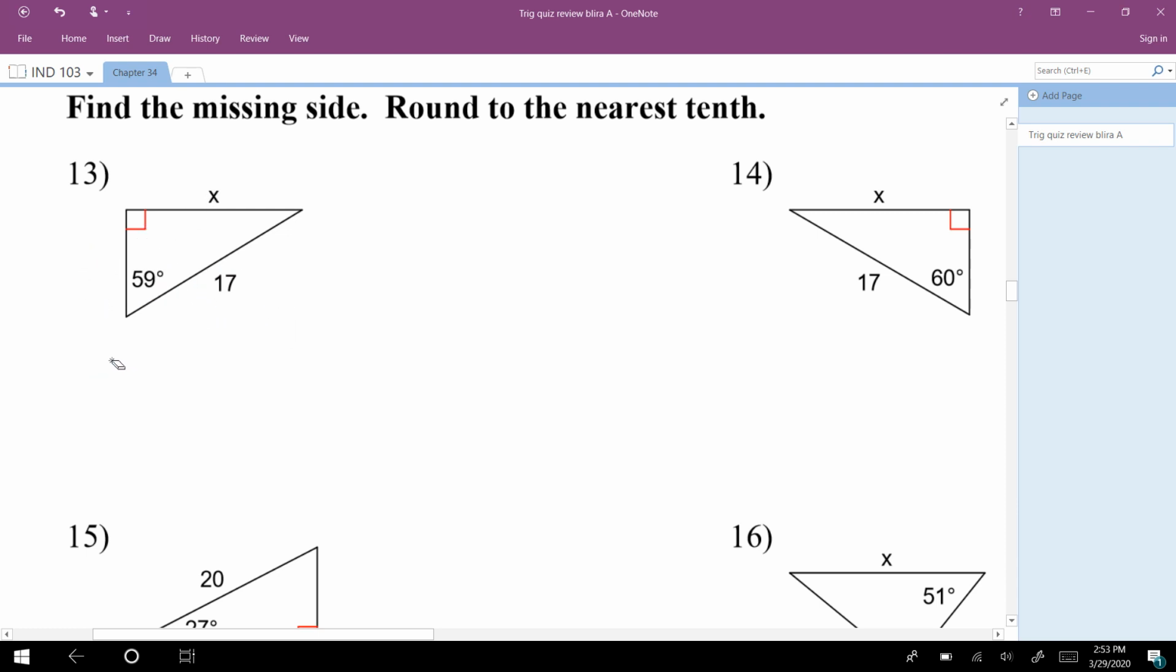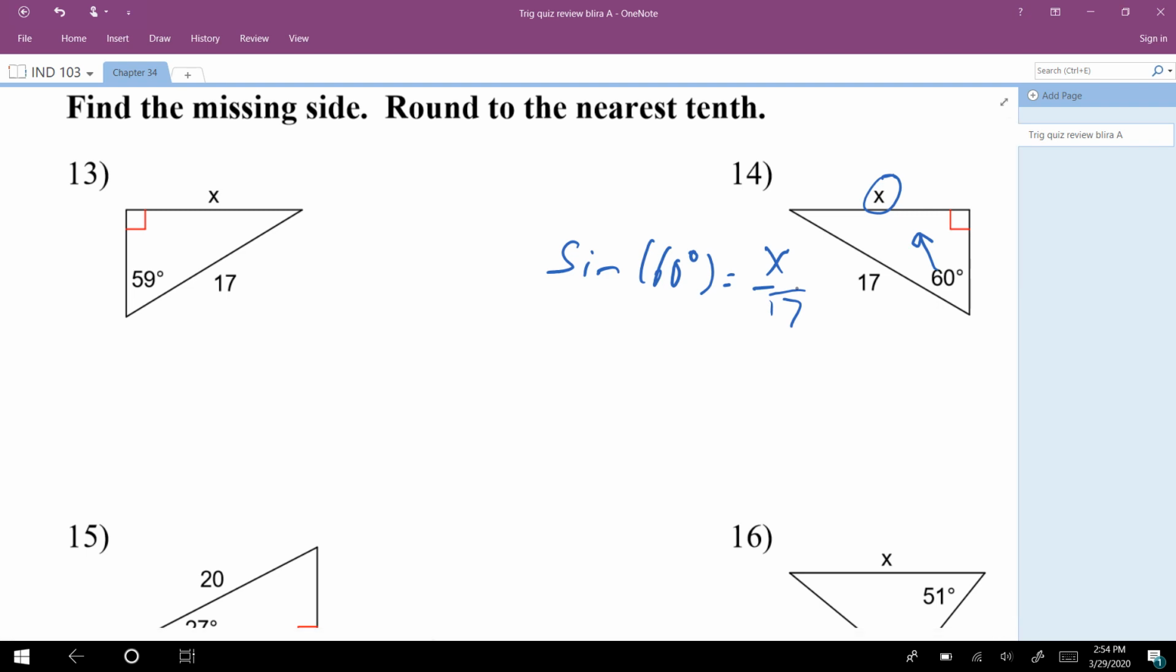All right, we're over here. We want to find x. We have an angle of 60 degrees and a hypotenuse. x is opposite, so again we're going to use sine. I'm going to set it up the same way: sine of 60 degrees is equal to x over 17. Wow, we're just going to do 17 again. Weird.